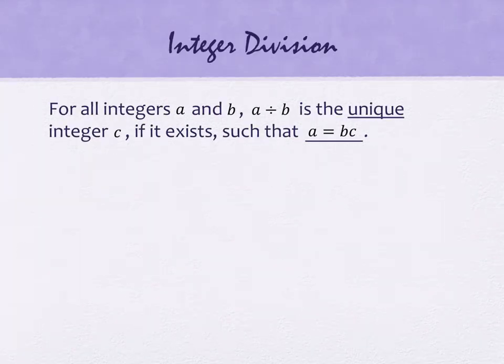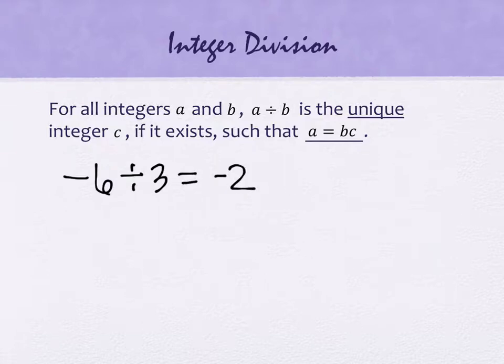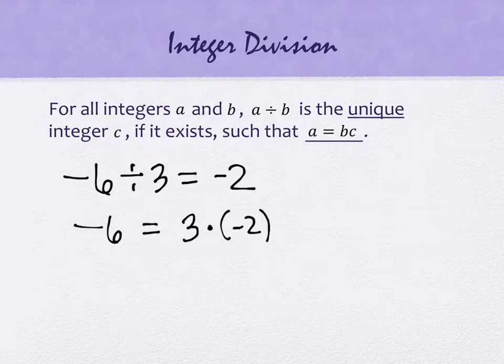Integer division. For all integers a and b, a divided by b is the unique integer c, if it exists, such that a is equal to b times c. So, for instance, if you had something like -6 divided by 3, the answer to that, of course, is -2, and the reason is because -6 equals 3 times -2. That's all this definition says. But the reason the answer is -2 is because 3 times -2 is equal to -6.